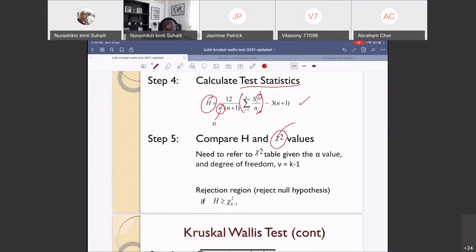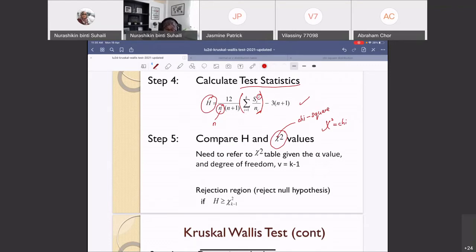This symbol, this is what we call chi, yeah? Chi, and because there is a square, we call the whole term chi square. But you should know that this one is actually chi. So there is a chi-square distribution table that you should refer to.